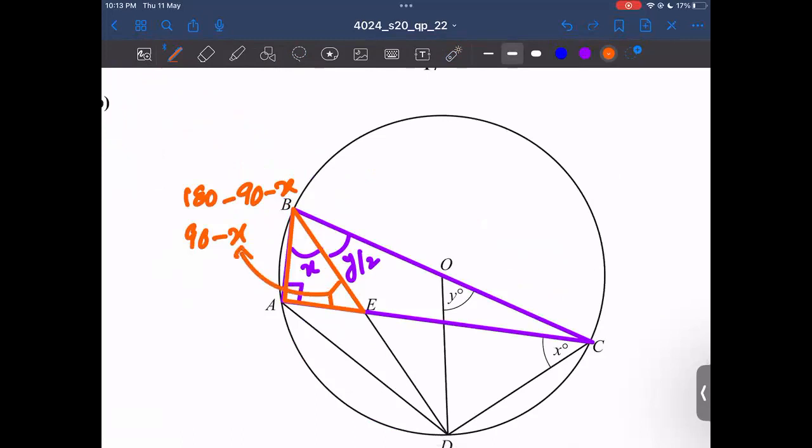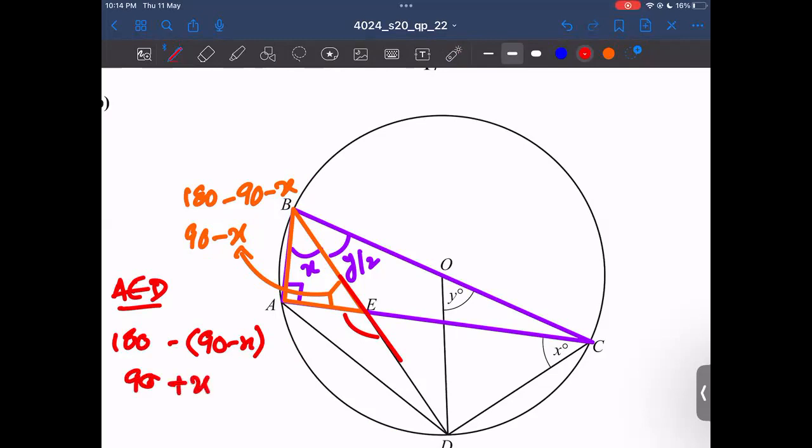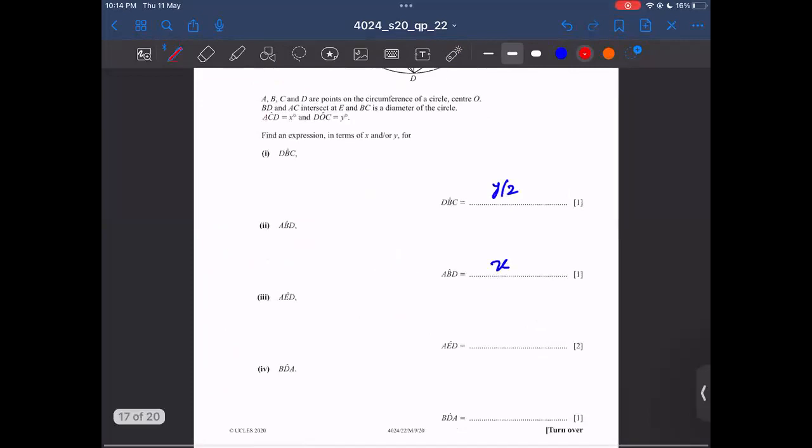If this is 90 minus x, what is this angle going to be, which we need to find out? Now, this one is the angle that we need to find out, the angle AED. So this is the angle in a line. So 180 minus this angle will give you AED. So AED is equal to 180 minus (90 minus x). So 180 minus 90 is 90, plus x. So this is going to be 90 plus x. So the answer for AED is 90 plus x.